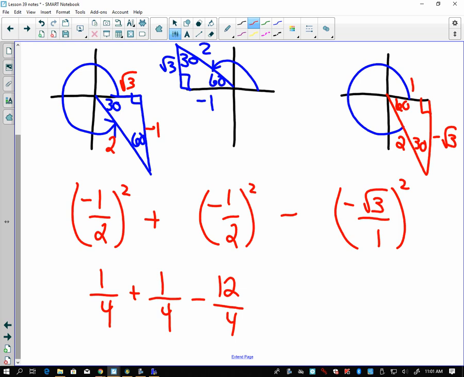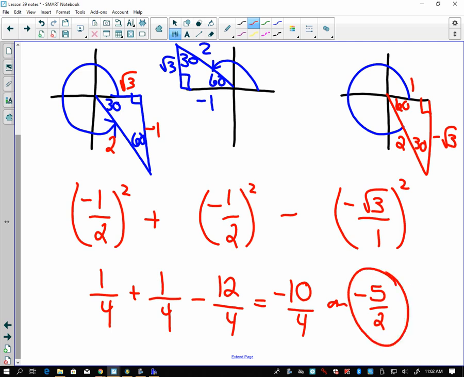Does that make sense? So I got 1 plus 1/4 plus 1/4 minus 12/4. So I've got 2/4 minus 12/4? So it would be what? Negative 10/4. Let's make sure of the, or negative 5/2. Yep. Or you could get negative 2.5.